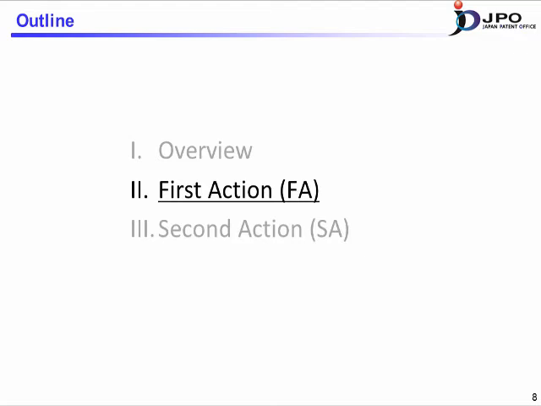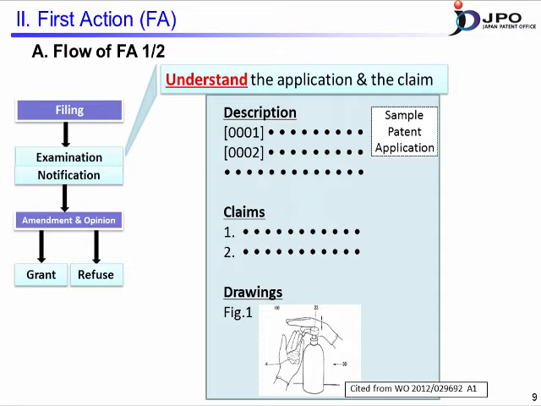Next, let me explain first action. Now, let's look at the FA examination procedure. First, examiners must understand the content of the present application. The patent application consists of claims, descriptions, and drawings. Examiners must read these parts carefully and understand what is being claimed as a patent right by the applicant.